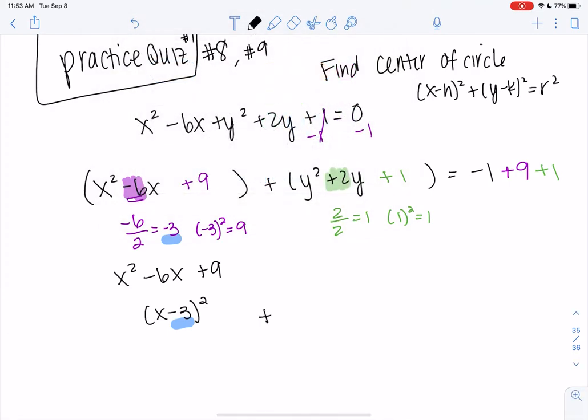And then the y terms, what do we have? We have y squared plus 2y plus 1. So my factor is going to be (y plus 1) squared. 1 plus 1 is 2, 1 times 1 is 1. And then what do we get? The 1's cancel out and we get 9.